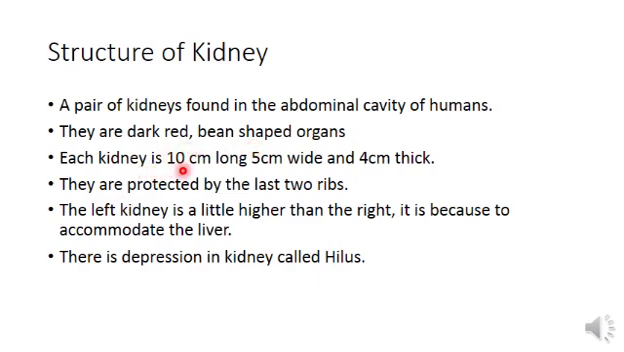Each kidney is 10 centimeters long, 5 centimeters wide, and 4 centimeters thick. This is the average size of each kidney. They are protected by the last two ribs. The left kidney is a little higher than the right, to accommodate the liver.